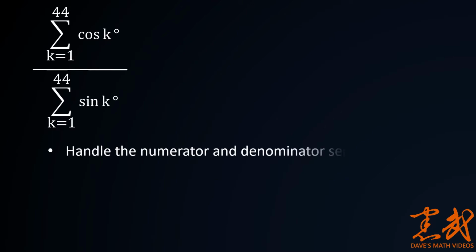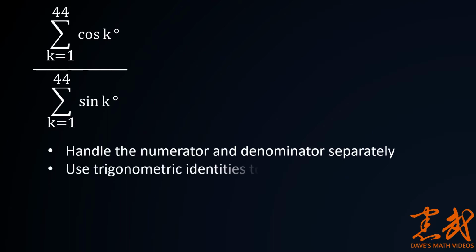Now, as usual, since this is a competition kind of question, we can expect there to be some kind of trick that will give us an elementary answer. To do this, we want to handle the numerator and the denominator separately. Next, we want to use some trigonometric identities to simplify both the top and the bottom, and hope things cancel out. So basically, we're going to take the sum of cosine of k from 1 to 44 and make that equal to some value n, and we'll take the sum of sine of k from 1 to 44 and make that equal to some value d.